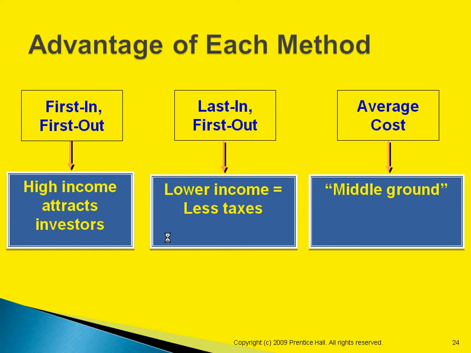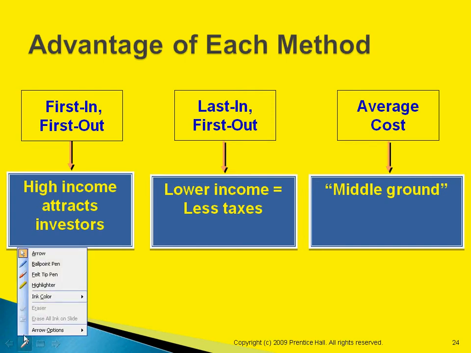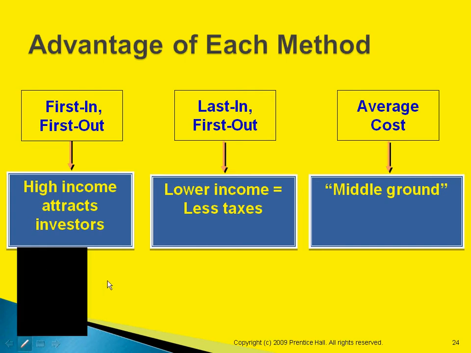Under the last in, first out method, also known as LIFO, it's a better matching of current costs and cost of goods sold with revenues. Why? Because the most recent inventory costs are transferred from inventory to cost of goods sold under LIFO. So that's considered by accountants to be a better match of current expenses, cost of goods sold, with current revenues.